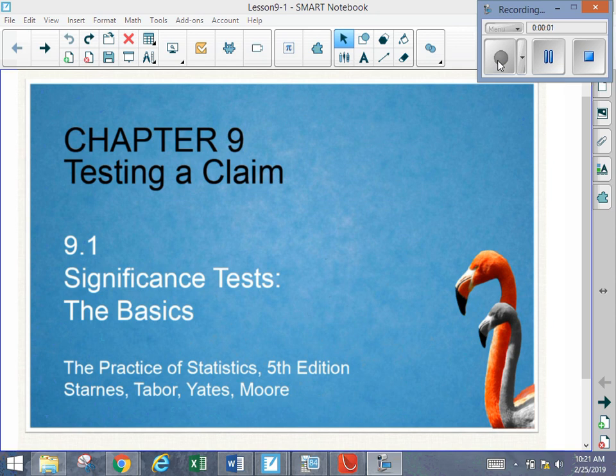We're going to finally start doing some inference. And the cool thing is we're going to lay all the groundwork in Chapter 9. Then in Chapter 10 and Chapter 11, we're essentially going to be doing the same thing, just with different contexts. So it's all going to be inference. It's all going to be significance.